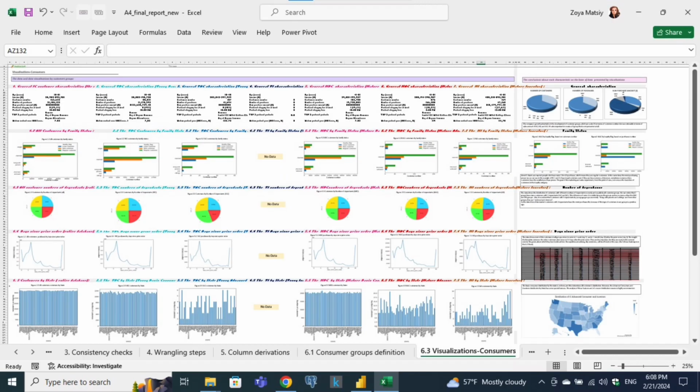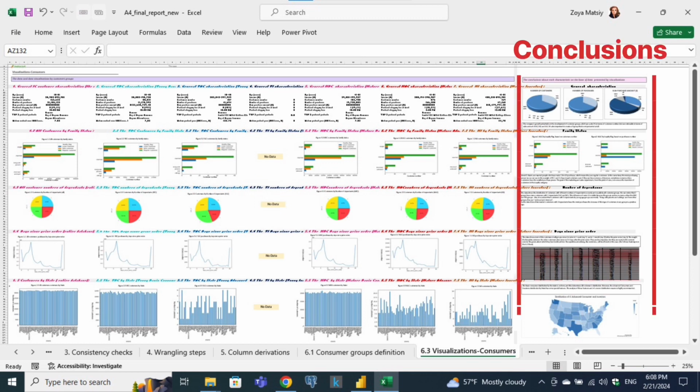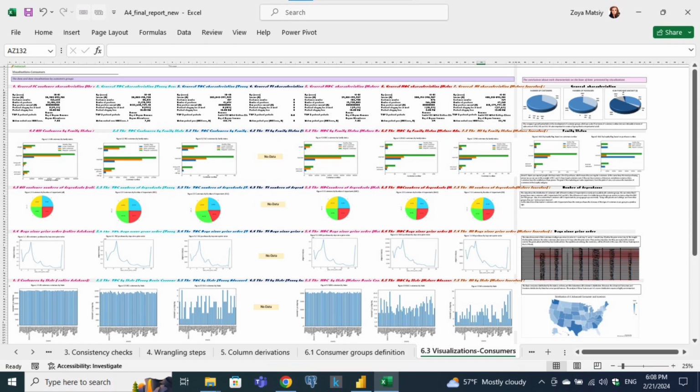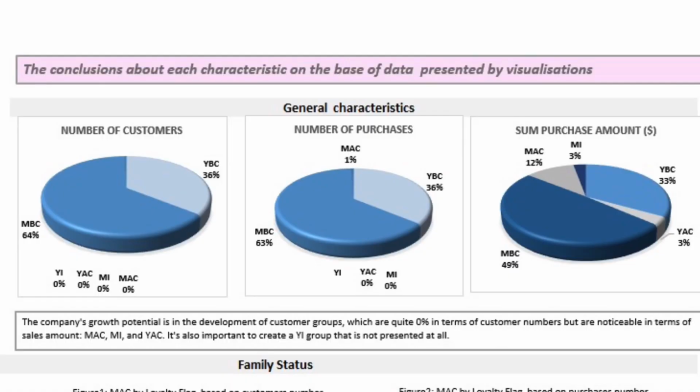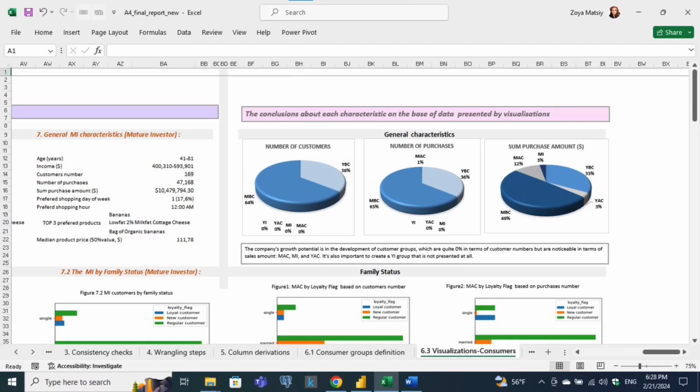Third step entails analyzing the graphs and drawing conclusions. The results, as you can see, reveal intriguing insights. For example, we see that the company's growth potential lies in the development of client groups, which in terms of the number of clients are now approaching 0%. Since their share in sales volume reaches 12%. These groups are mature advanced consumers, mature investors, and young advanced consumers.